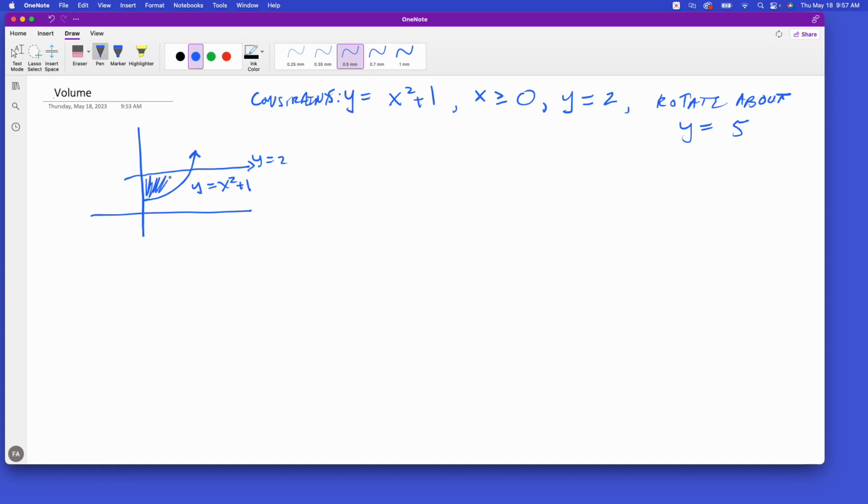So we're talking about rotating this space right here, this region, around the line y equals 5. I'm just going to create a little dotted line here at y equals 5. Okay, so that is our axis of rotation.